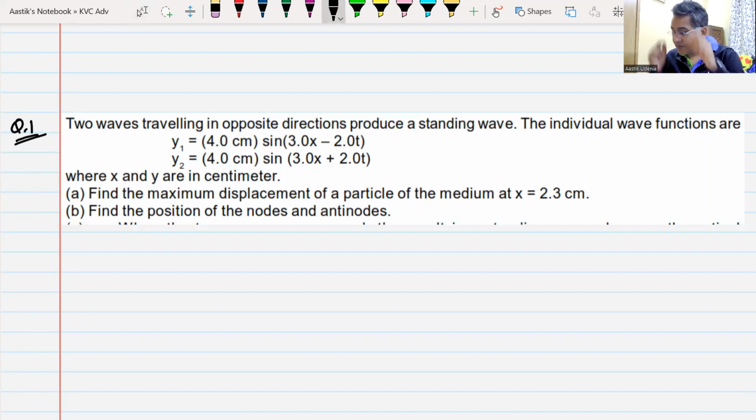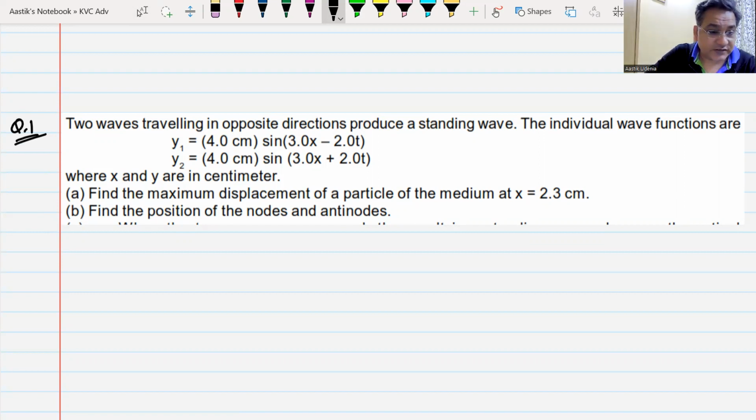Two waves traveling in opposite directions produce a standing wave. The individual wave functions are given. You have to find out the equation of the standing wave. Basically, if you get the equation of the standing wave, you will get everything. Yes or no? So you just have to find out the equation of the standing wave here. That is the first question that you will have to solve.